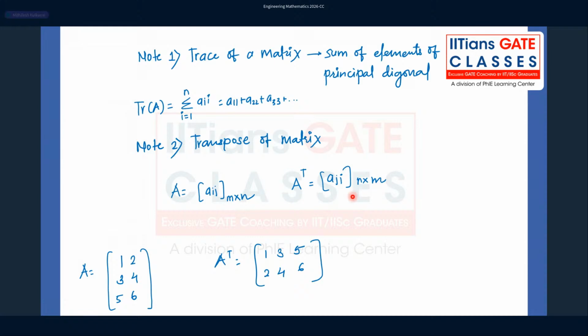Okay. And let's take one simple example. I have a 3 cross 2 matrix, a matrix A. First column is 1, 3, 5. After taking transpose, it will become your first row. 1, 3, 5 will become your first row. And I have second column 2, 4, 6. That will become your second row. 2, 4, 6. Okay. So your columns and rows are interchanged.